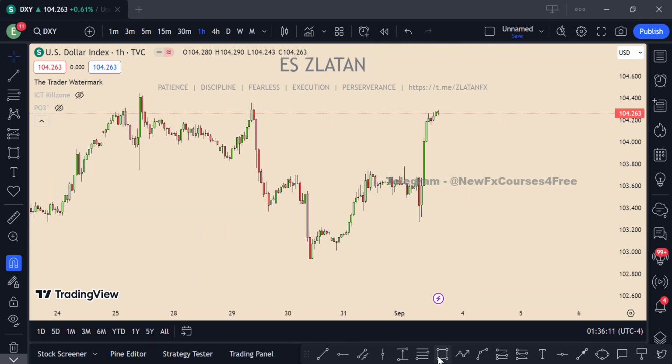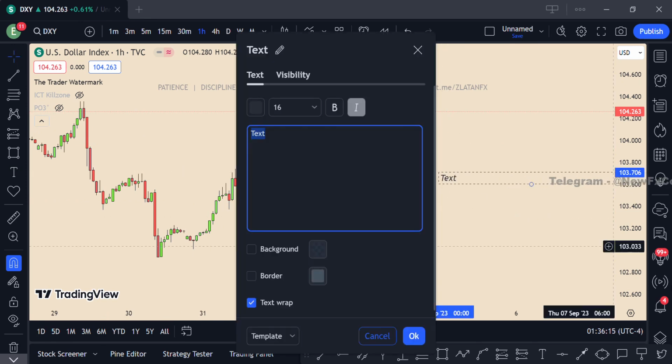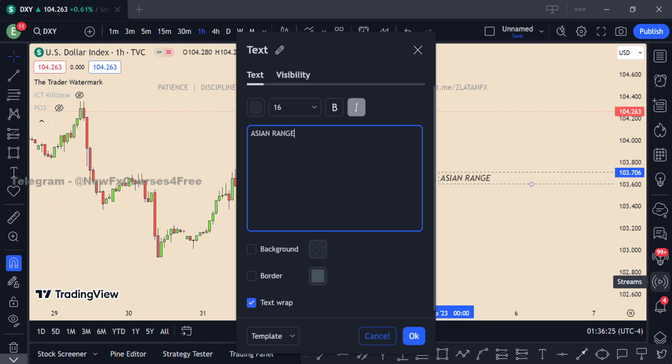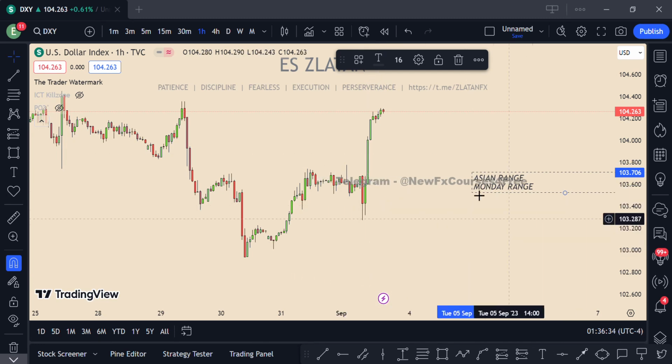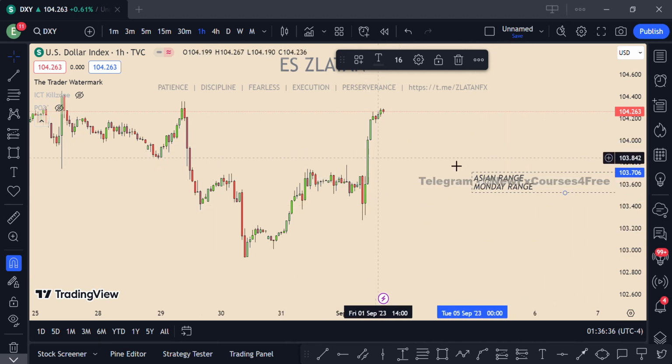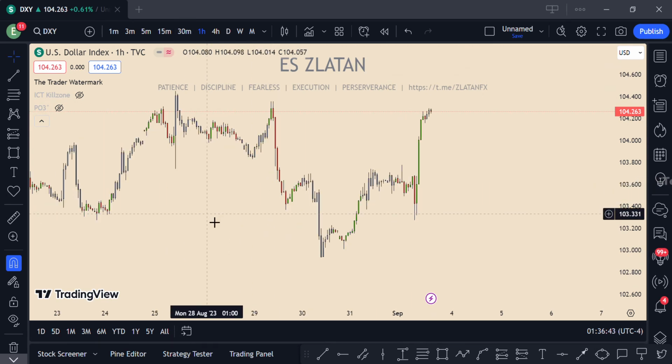So there are a lot of ranges, right? Let me just make it simple. The Asian range and the Monday range, right? So these two ranges, it's quite easy to trade with them, right? Let me find a Monday.